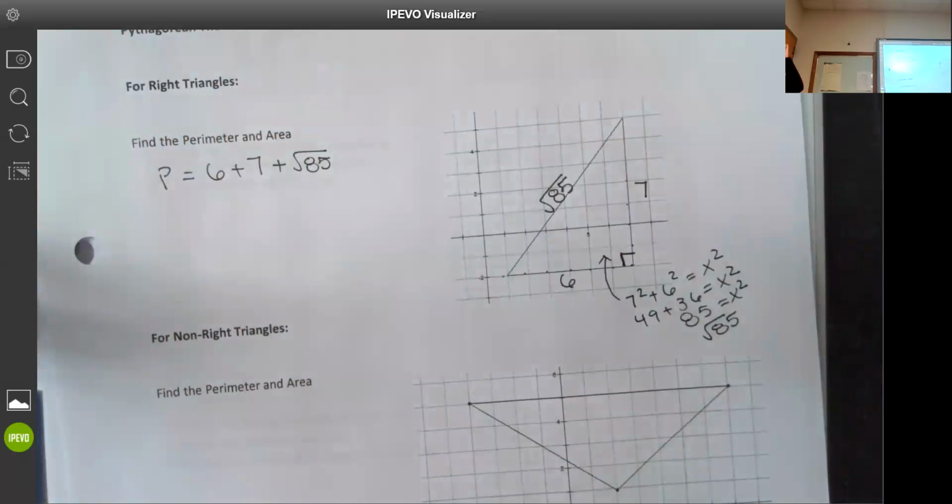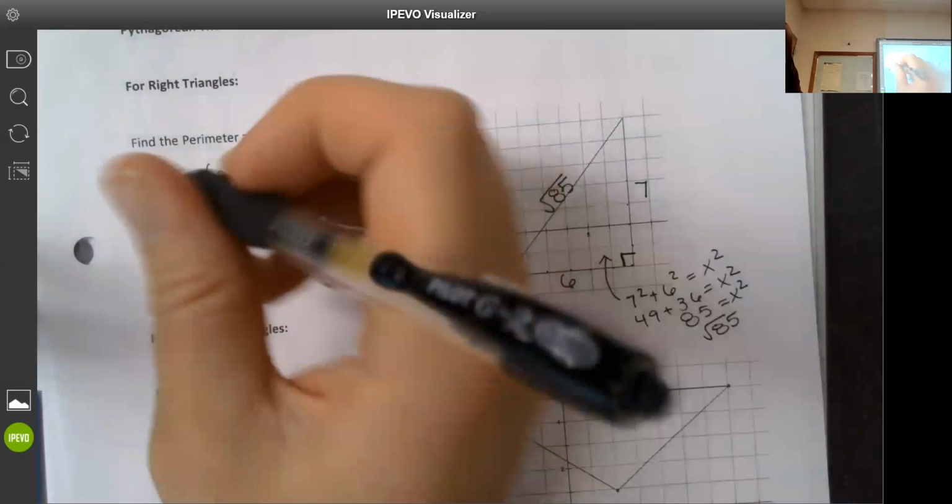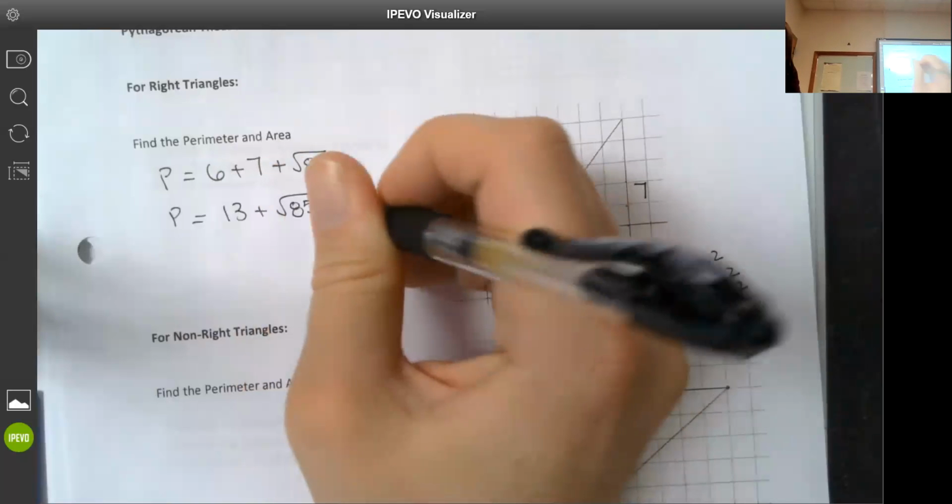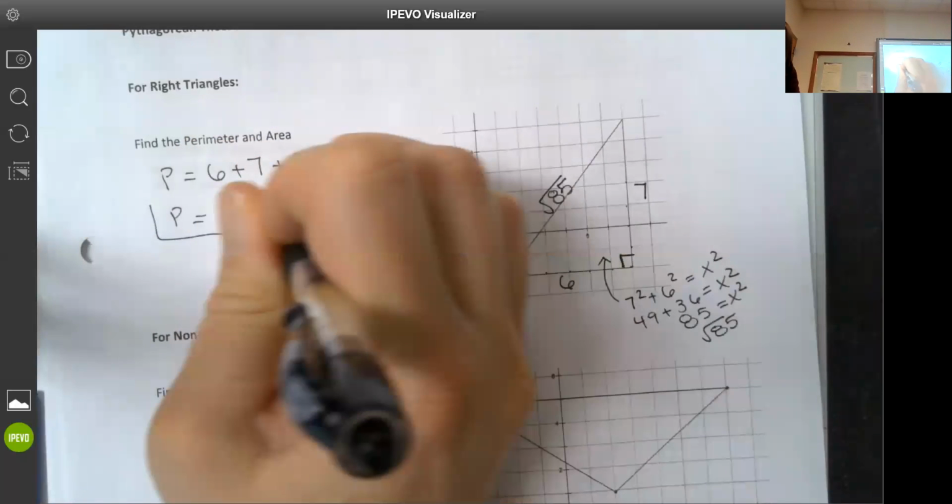So unlike my rectangle, I don't necessarily have 2 sides that are the same, right? I'm just adding up. I have 6, I have 7, I have the square root of 85. So all together, I have 13, and I can't add that with the square root of 85 units.